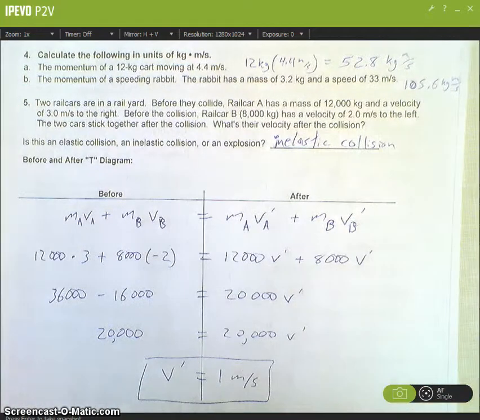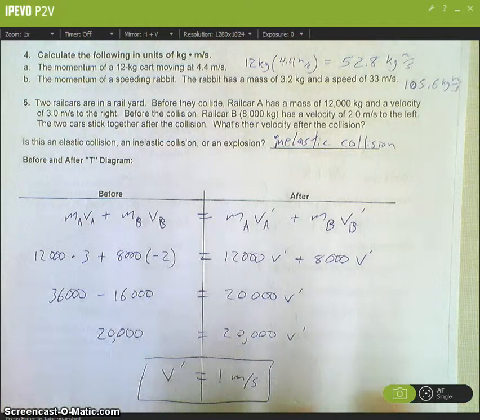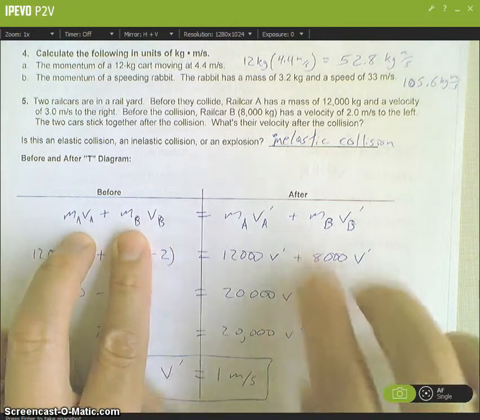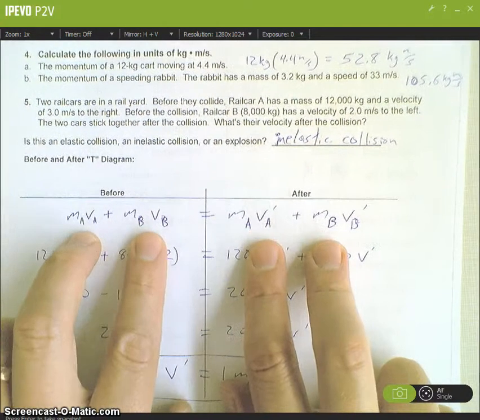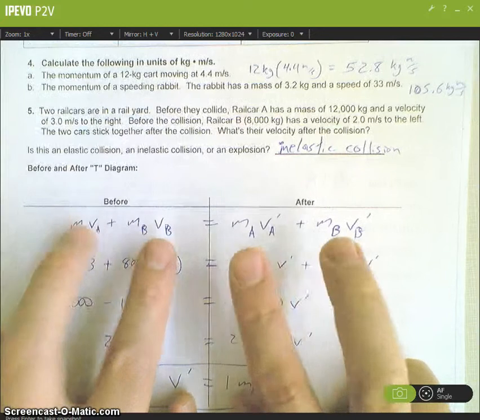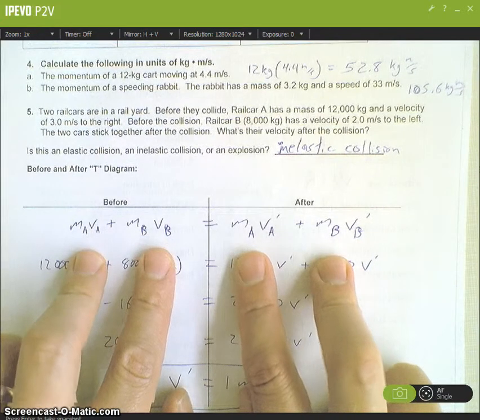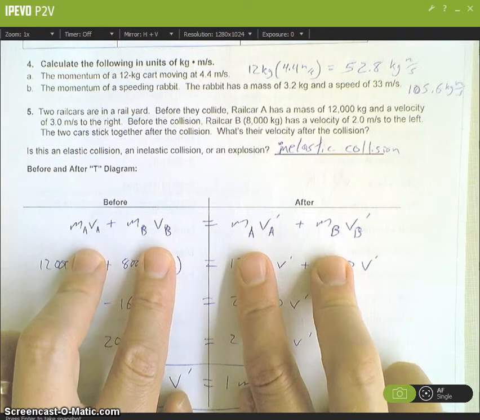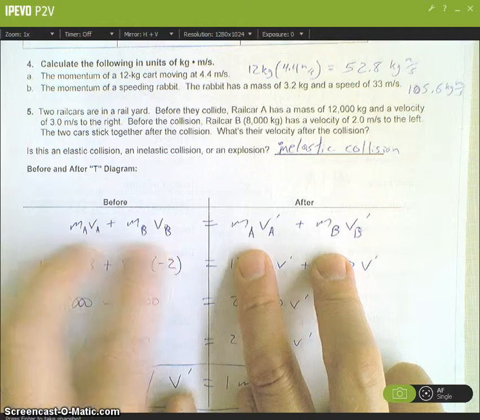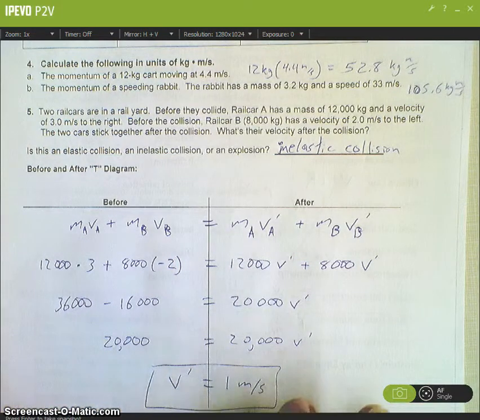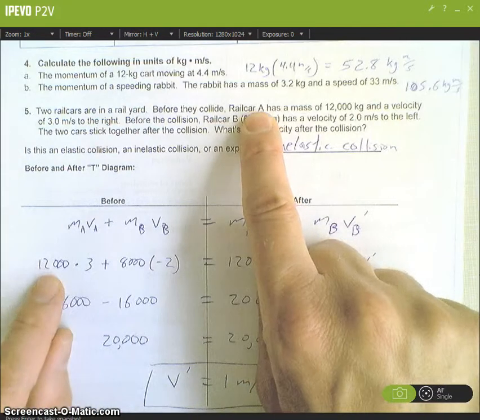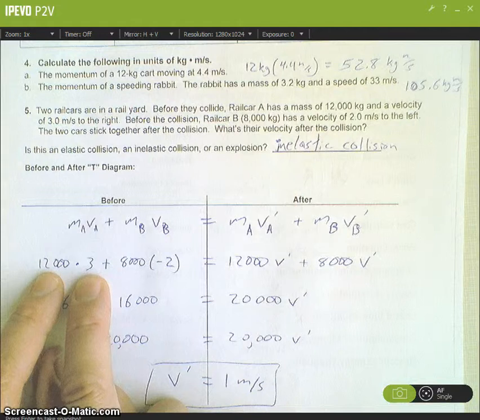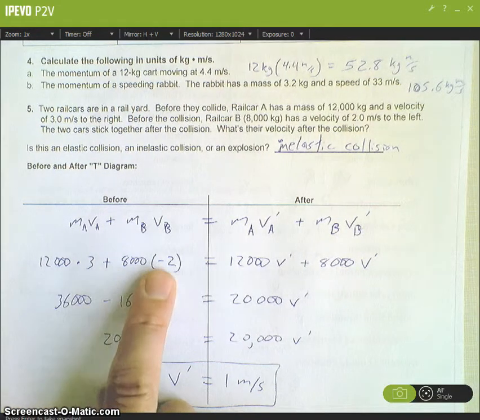For number 5, it's an inelastic collision because they're stuck together. Now the total momentum before the collision is equal to the total momentum after the collision. So you start from this point and you simply put in the numbers that are given in the problem and solve for your unknown variable. So for rail car A, it's 12,000 times 3. Rail car B, it's 8,000 times minus 2.